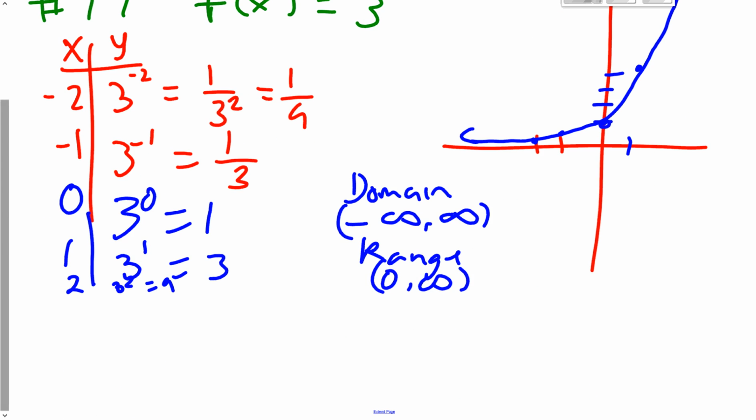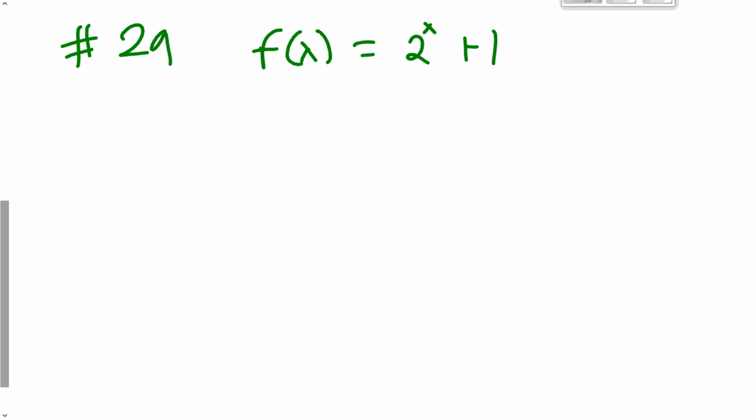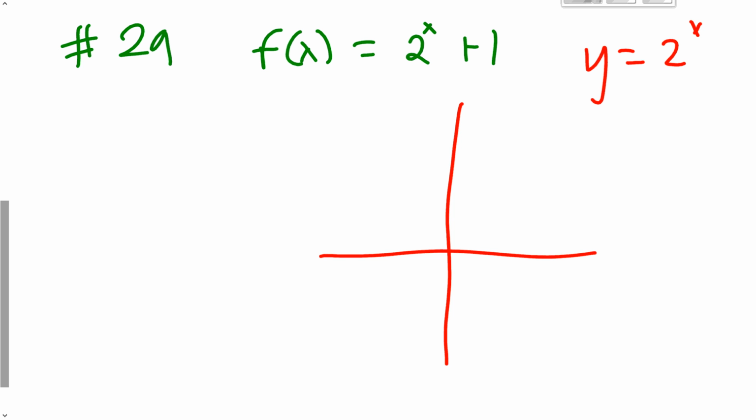Let's do number 29. Just like the homework explains in the description, in the examples, we're taking f of x, and we want to graph this function 2 to the x plus 1. Again, you can make a table, or we can look at the parent function, y equals 2 to the x. We know that parent function has points -1, 1/2, 0, 1, 1, 2. So we know that parent function looks like this.